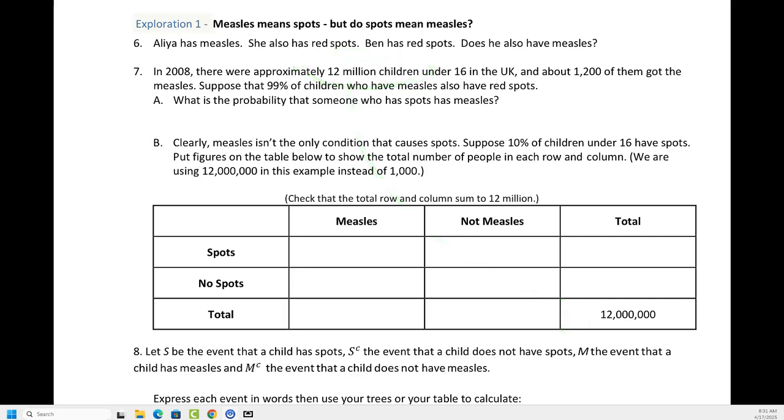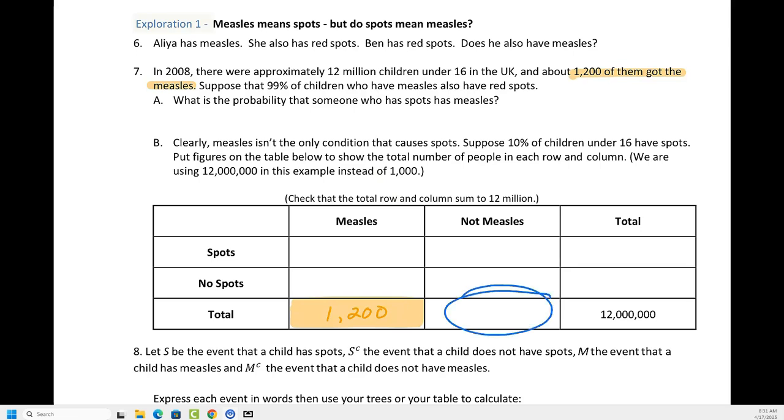The next piece of information that they give me is that about 1,200 got the measles. Okay, so got the measles, that's going to be this total right here. So I'm going to use the color to kind of highlight where I'm putting things. And you can see that I have 1,200 here.